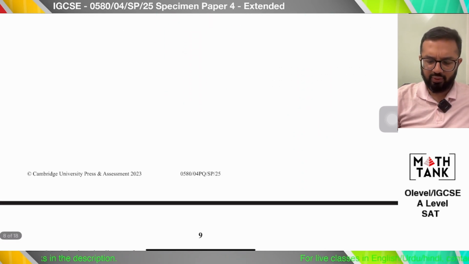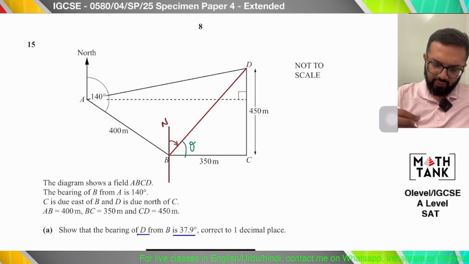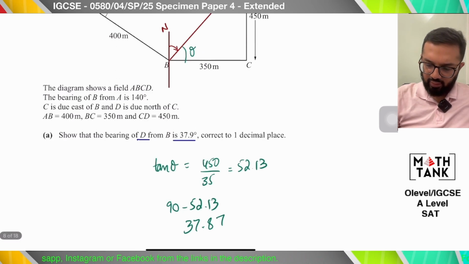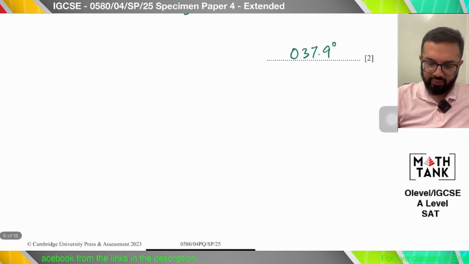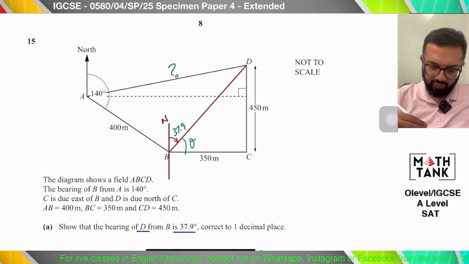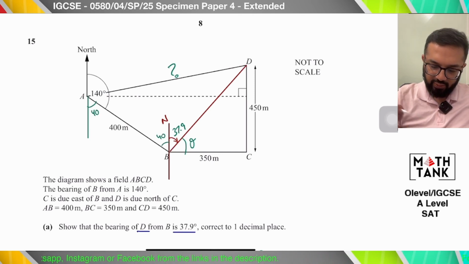Bearings are stated in 3-digit numbers. Okay. Calculate the distance from D to A. So that is the distance that I'm asking you. How many marks is that? It's a good 6 marks. That means I need to do a lot of calculations here. Okay, those calculations are easy. I found this to be 37.9, and if I want to find this angle, that's 40 degrees.